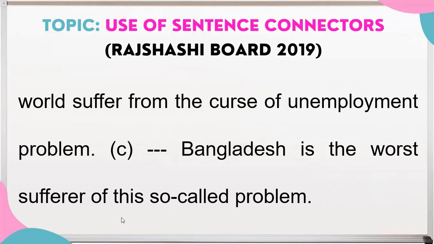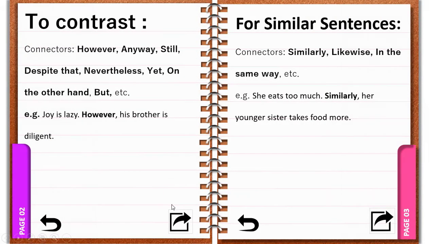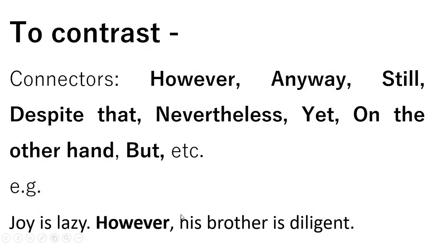Question C. Bangladesh is the worst sufferer of this so-called problem. This sentence of question C indicates contrast. Again, hopefully you have answered. Let's match your answer with the answer given on the screen: but or however. Let's get in again for details. Again, to contrast the sentence, we can use these connectors: however, anyway, still, despite that, nevertheless, yet, on the other hand, but, etc. And the example is given below for your consideration.